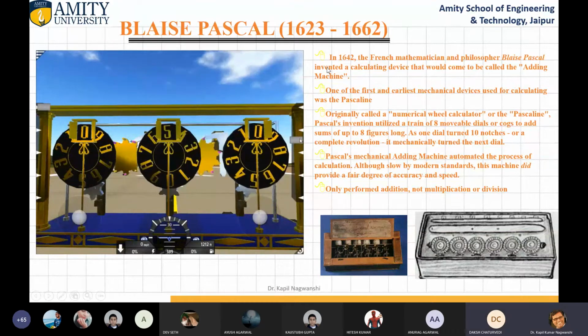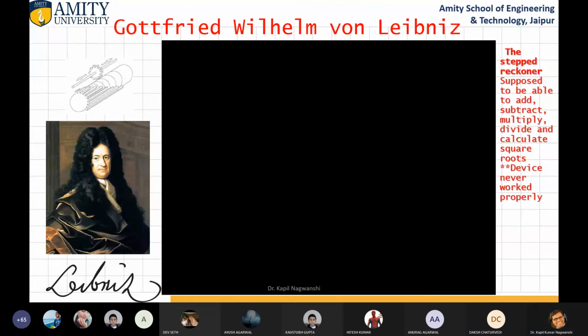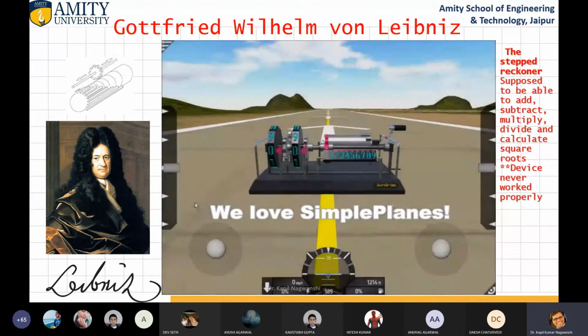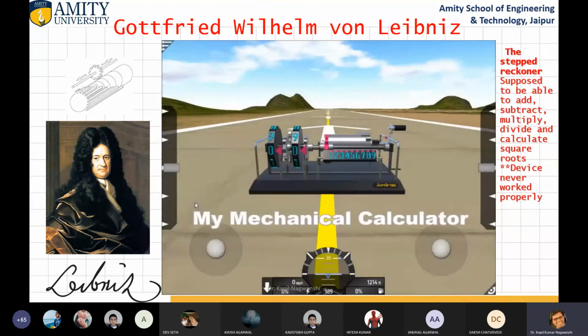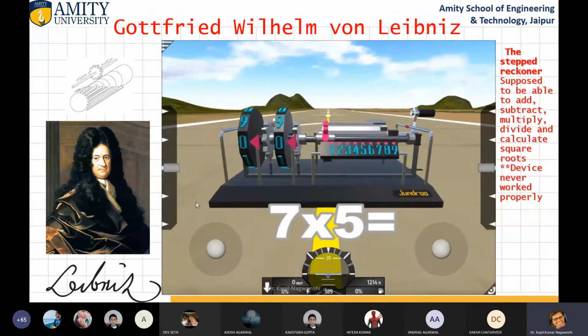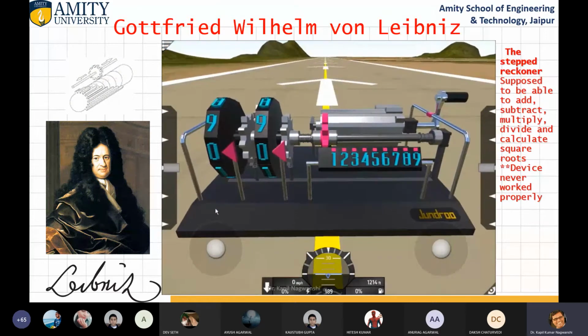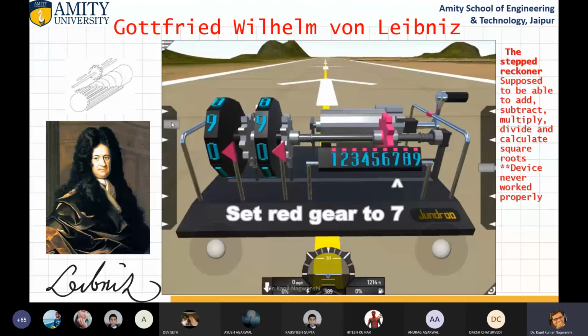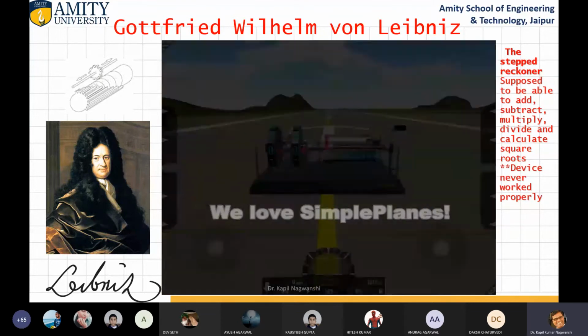Okay. So this is Pascaline. Then come to Gottfried Wilhelm von Leibniz. Leibniz theorem you have learned in mathematics. He invented one machine, known as the Stepped Reckoner, supposed to be able to add, subtract, multiply, divide, and calculate square roots. These are the facilities. With the previous Pascaline machine, it was only addition of numbers. Here, a lot of things are available.